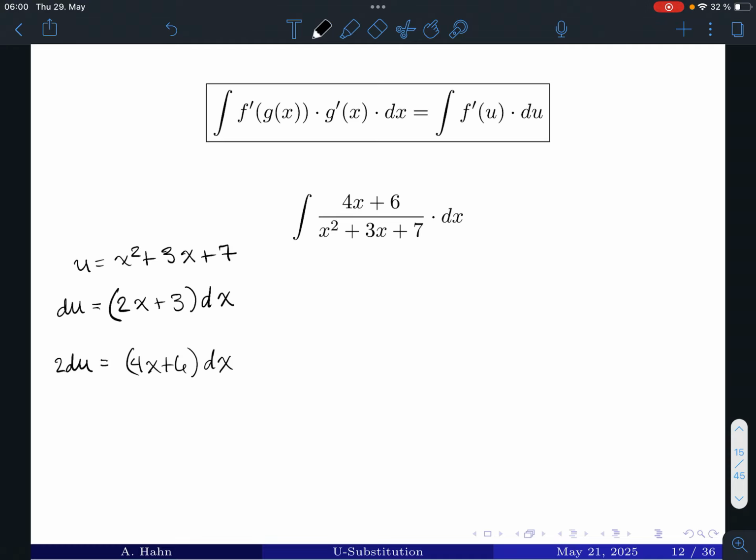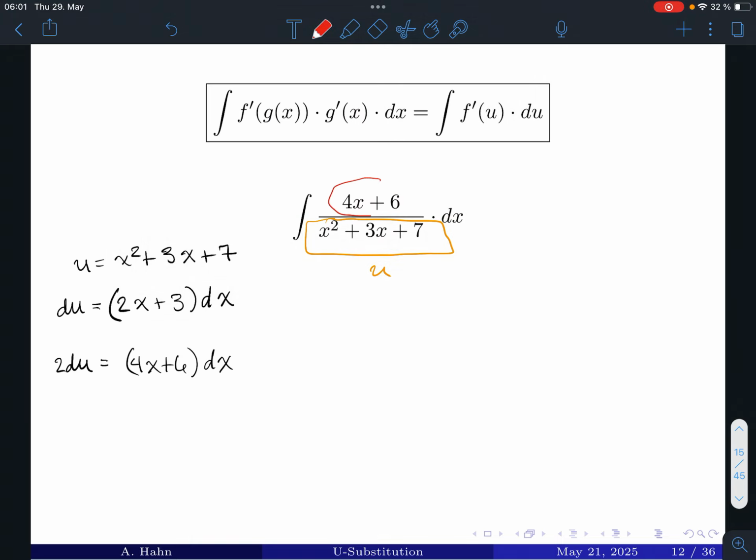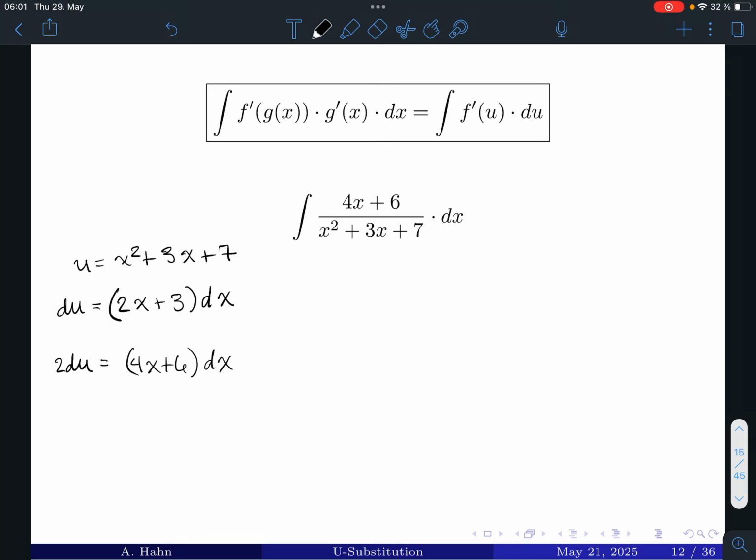Great. And so now we can identify this right here. So let's maybe use a different color. So this right here is going to be our u. And then all of this up here, this 4x plus 6 dx, that's going to be our 2 du. And so let's write that.